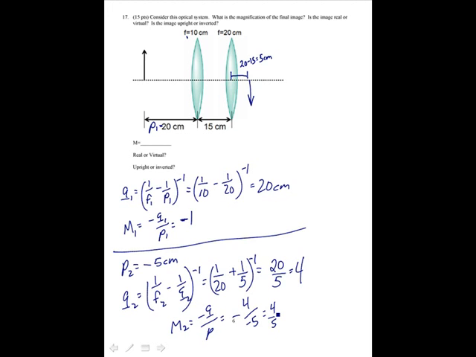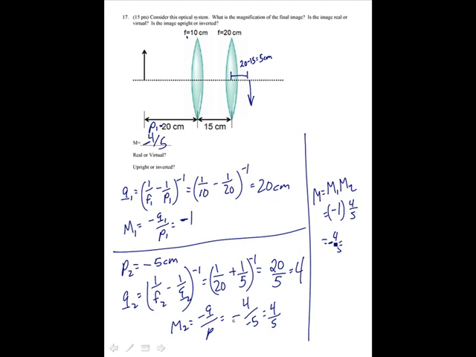Now my total magnification is equal to M1 times M2. A lot of you added the two values for the magnification. That's not correct. You take the product. It's negative 1 times 4/5, which is negative 4/5. So the magnification is negative 4/5.